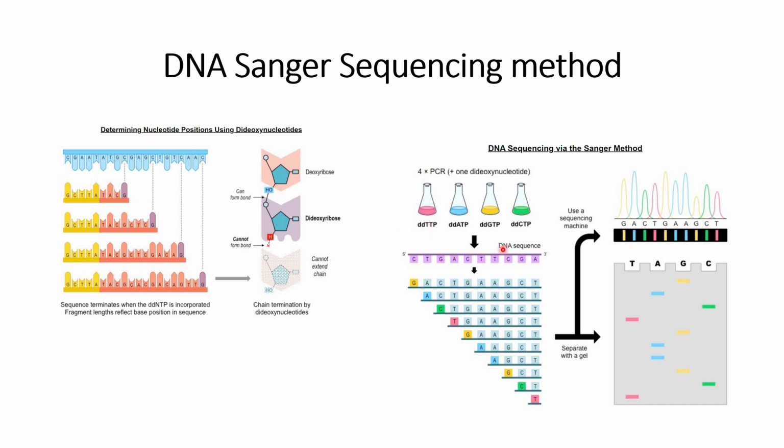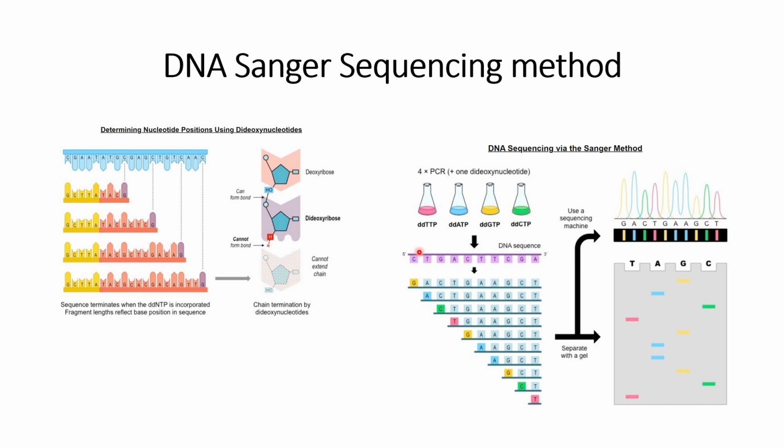So we will have 4 separate solutions. Each contains all the 4 nucleotides, and simultaneously they also each contain one of the dideoxy nucleotides. In this case, the T dideoxy nucleotide is present, this A dideoxy nucleotide is present, this G dideoxy nucleotide is present, and this C dideoxy nucleotide is present. And this is the example that is considered. This is the DNA.